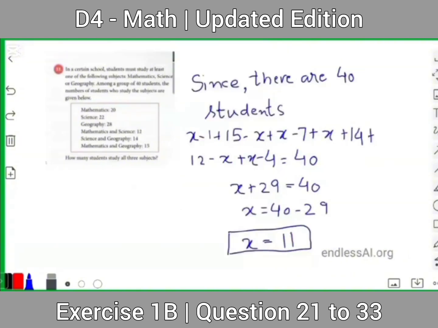Since there are 40 students, we will put together all the information we have written down in the Venn diagram and put it equal to 40. After adding up, we get x plus 29 equals 40, and this 29, when it goes to the other side, becomes minus 29. So 40 take away 29 gives us x equals 11. Hence the number of students who study all three subjects is 11.